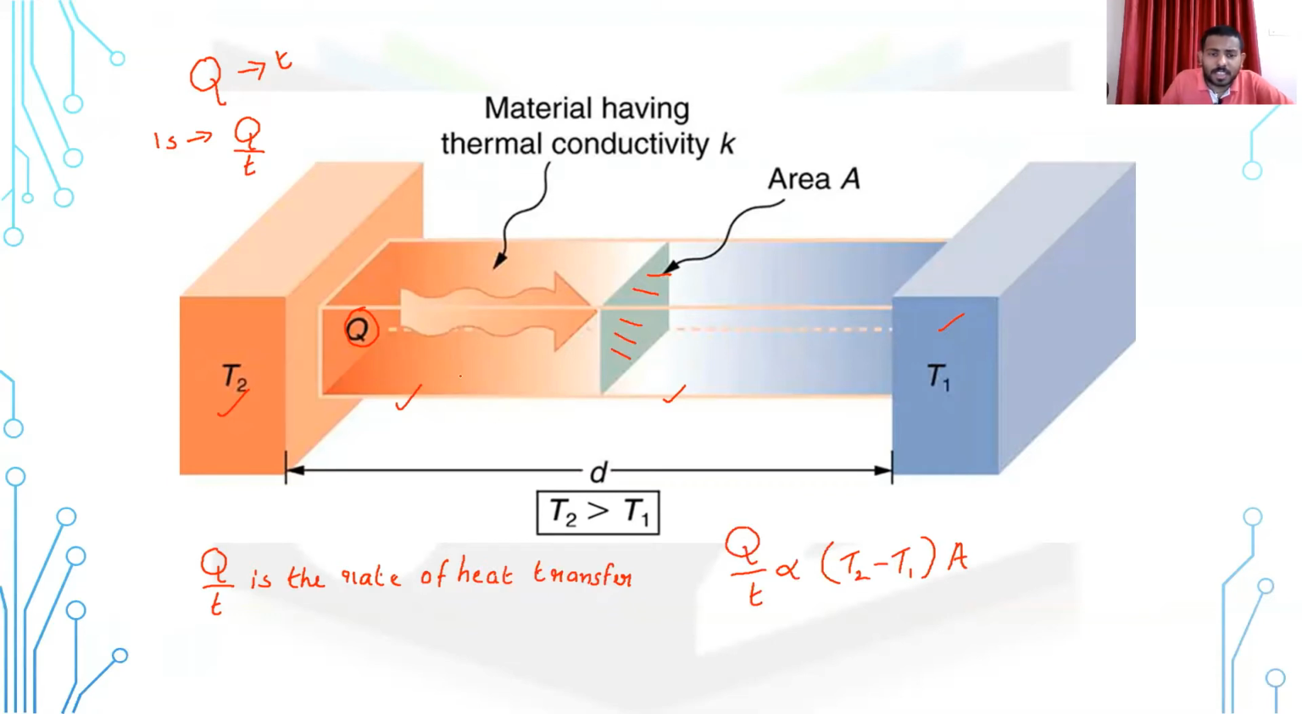And we have the thickness of the slab, denoted with the letter d. From the figure itself, you can understand that if the slab has more thickness, then it will take more time for the transfer of heat from one slab to another. So as the thickness increases, the rate of heat transfer will decrease. Therefore, thickness is inversely proportional to the rate of heat transfer. I think you have understood up to this.